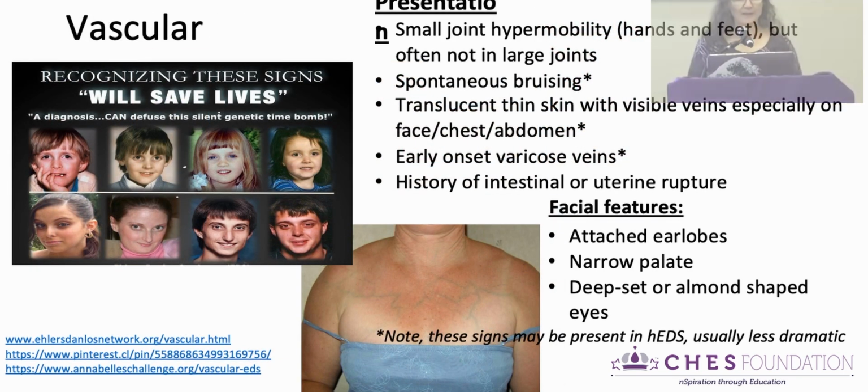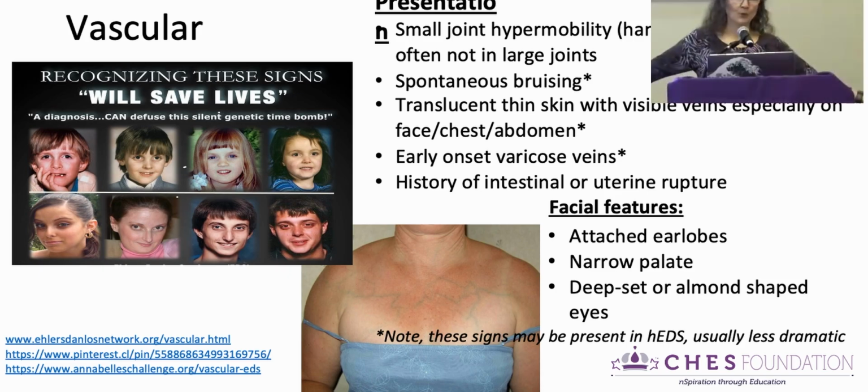And then the vascular type. In the vascular type, the types of joints that are affected is different. So for hypermobile type, we'll go through which joints are affected, but elbows, knees, spine, fingers. But in vascular, it's almost always just fingers and toes. So they don't have hypermobility of the big joints. So they might not seem hypermobile at first. They'll have spontaneous bruising, very translucent, thin skin where you can see the blood vessels, early onset varicose veins. And I have asterisks next to those because a lot of hypermobile people have all of those as well. So don't panic if you bruise easily and you've got varicose veins.